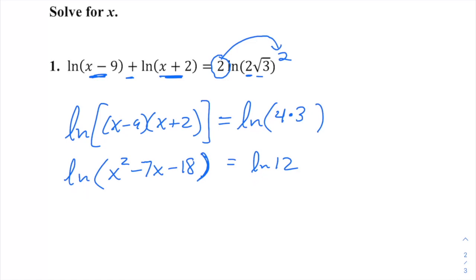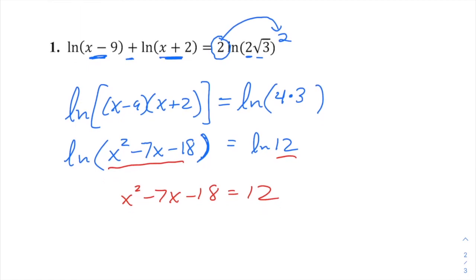And this is the one-to-one property. If ln of this equals ln of this, the only way these two things are equal is if the arguments are equal. So you set the insides equal to each other, and we solve from here. Now I'm solving a quadratic, so this should be almost autopilot at this stage of your math career. We're going to subtract 12, bring it all over to one side, and I'm going to try to factor. If not, I may have to use the quadratic formula, but thankfully this does factor, I believe.